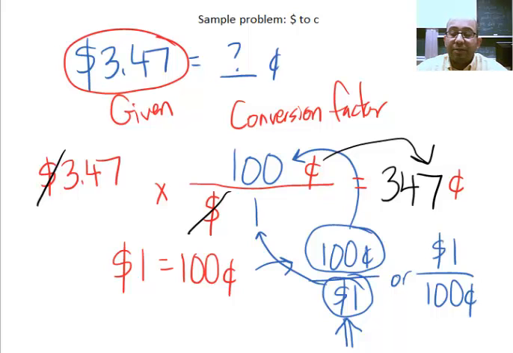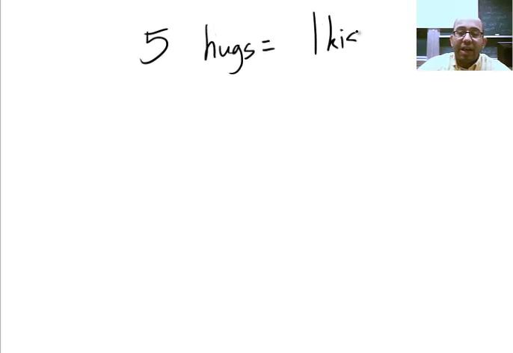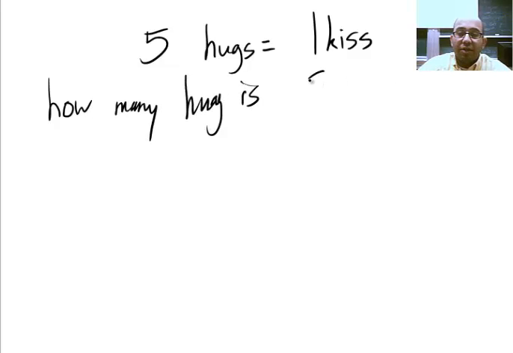So in this next example that I'm going to do, which is not going to use any calculation that we do in class, I'm going to pick an example which is a little bit strange. So if I were to say that 5 hugs equals 1 kiss, and I had to figure out, well, how many hugs is 325 kisses?